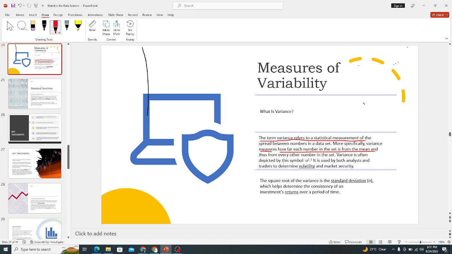For example, let's assume we have a value x. This value is like the mean of our data. We can plot the other data points. Now we are talking about the distance between the mean and each data point, between the mean and each data point.